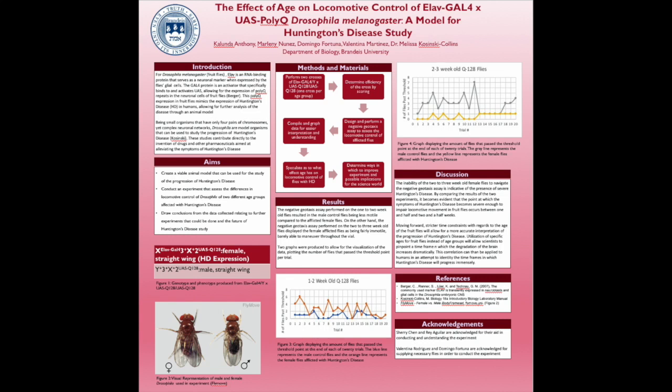the chosen fruit flies. Being small organisms with only 4 pairs of chromosomes, Drosophila melanogaster are model organisms that can be utilized to study the progression of Huntington's disease. These studies contribute directly to the research of pharmaceutical companies as they aim to alleviate the symptoms of this disease.